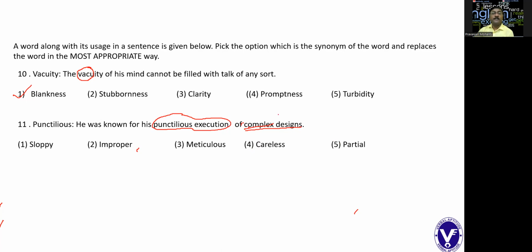But here we need a positive word because it says he was known, he was famous for his punctilious execution of complex design. So that means it needs a positive word, and options one, two, four, and five are negative words. And meticulous is the positive word, so we will go with meticulous as the answer, right?